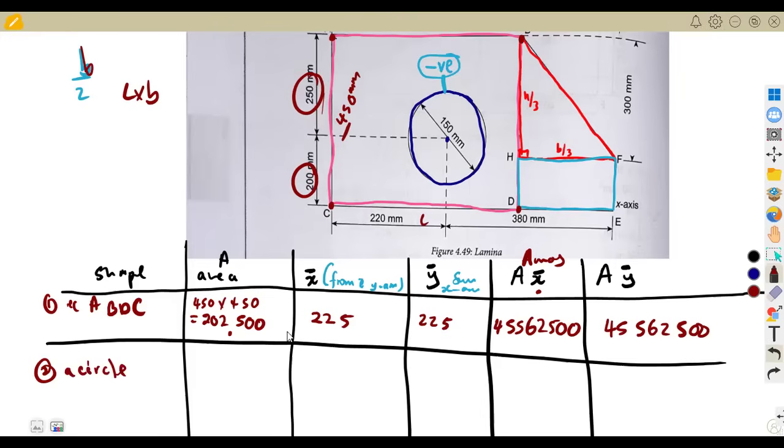So for a circle, we need the area. Remember the area of a circle, pi d squared over 4 or pi r squared. Since we are given the diameter already, let us just use the diameter formula. So that will be pi times the diameter, 150, squared. That is the area of the circle there. So this will give us 5,625 pi, or as a decimal, 17671.459.